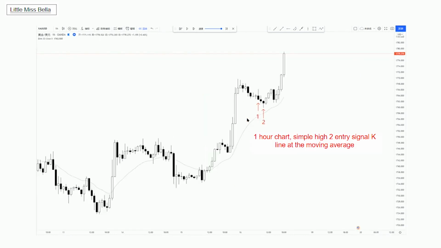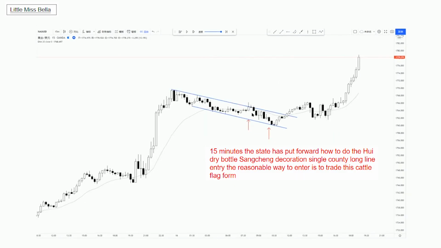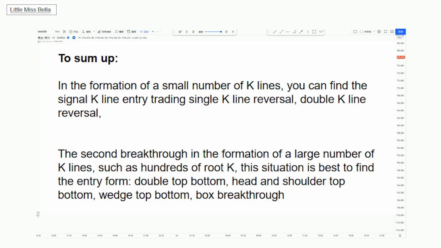Let's switch to the 15-minute chart again, the same chart with one market cycle. On the 1 hour chart you can see a simple pullback at the moving average and a very clear bullish trend. Now on the 15-minute chart, the market has made a very complicated adjustment. At this point it's very difficult to find the signal K-line entry.